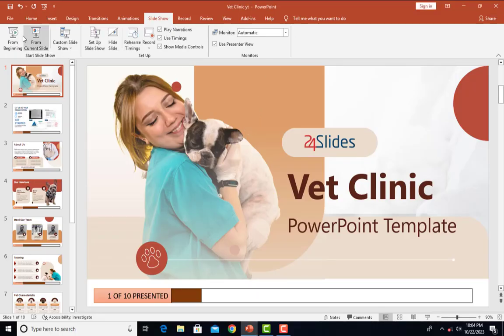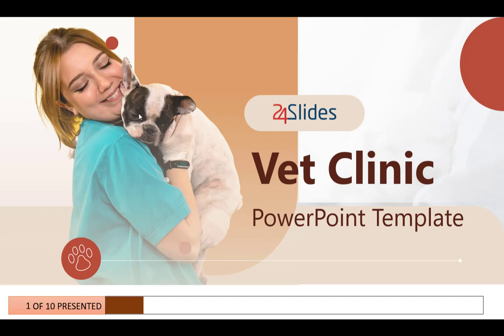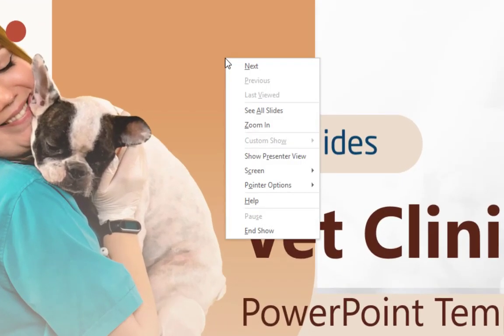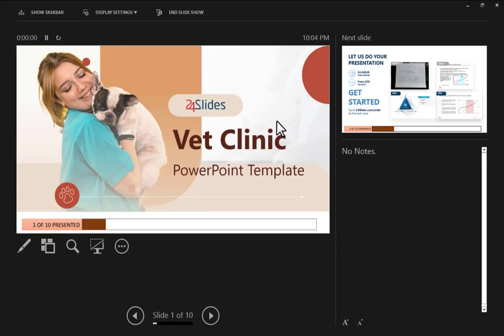Another method you can use is that when you start your presentation like this, you can right click on it and click on show presenter view. Okay, then it will take you to this environment. Now let me explain everything that is here one by one, so that the next time you want to do your presentation, you can take charge of your presentation.